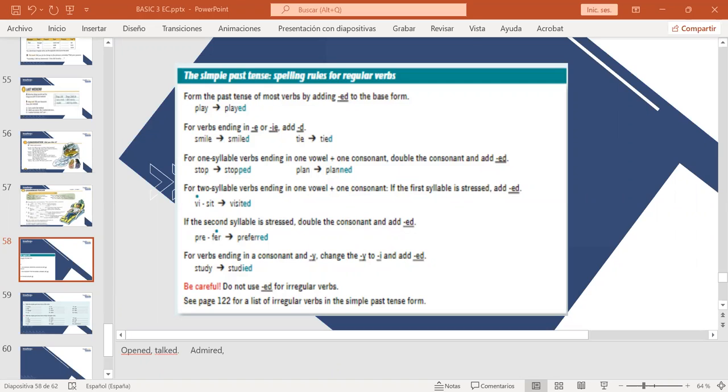Then we have another verb like complete. Complete ends in E. To form the past of complete, we just add D. For one syllable verbs ending in one vowel, one consonant, double the consonant and add ed. So this is for one syllable verbs that have the sequence consonant, vowel, consonant. So we have the verb stop. Stop is considered a one syllable verb. And we double, or duplicate, the last consonant.